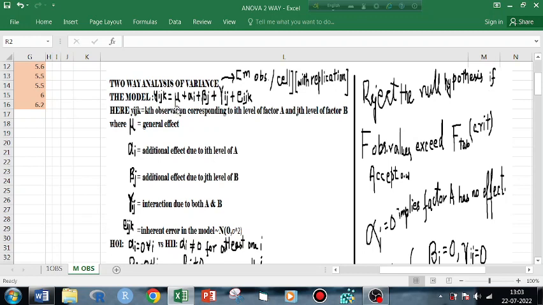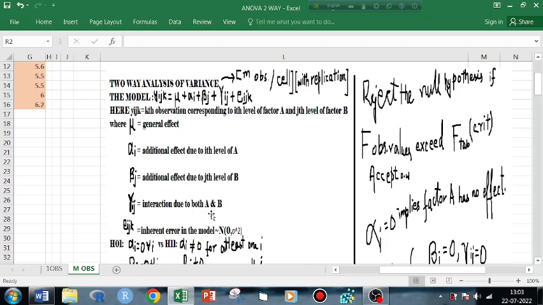It's Yijk equals mu plus alpha i plus beta j plus gamma ij plus Eijk, where Yijk is the kth observation corresponding to the ith level of factor A and jth level of factor B. Mu is the general effect. Alpha i is the additional effect due to factor A. Beta j is the additional effect due to factor B. And gamma ij is the interaction due to both the factors A and B.